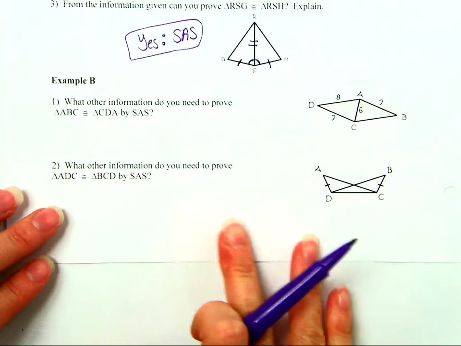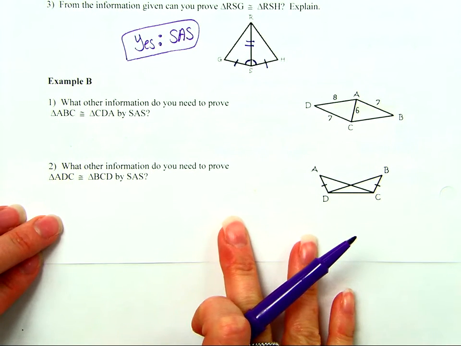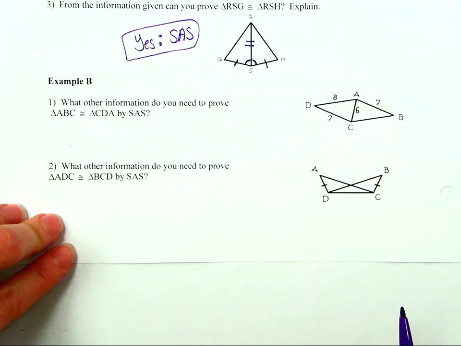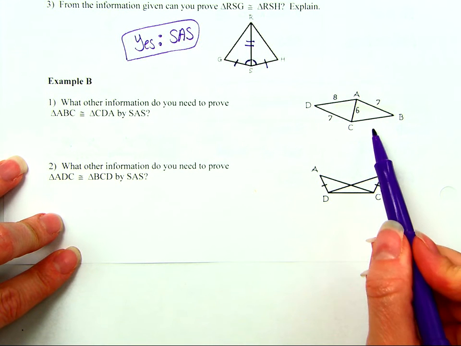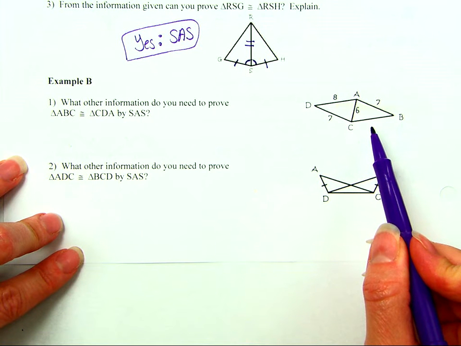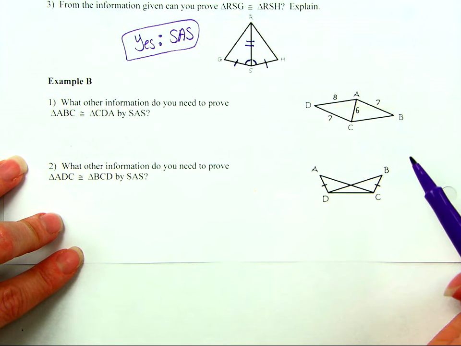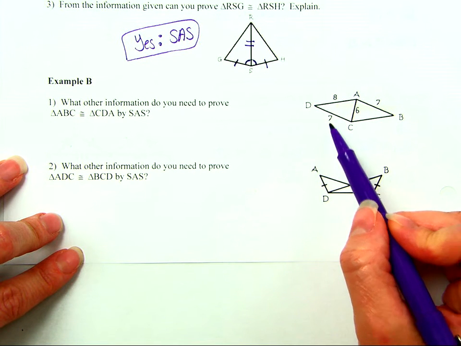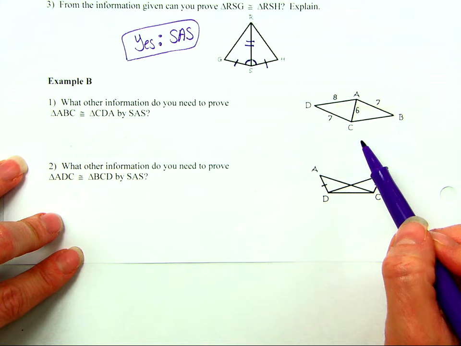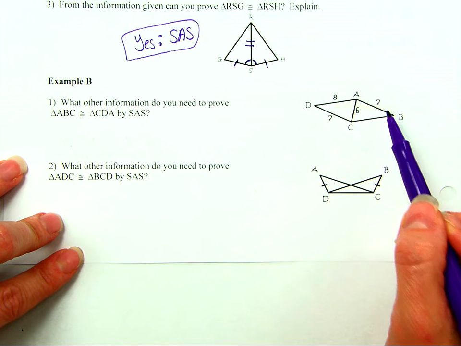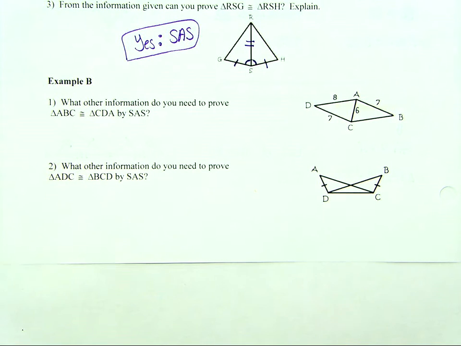In example B, they're asking us to give some missing information. They want to know what other information we would need to prove my triangle ABC congruent to triangle CDA using the SAS shortcut. When I look over here, I do see I have a triangle with side lengths of 6, 7, 8. My other triangle only has side lengths of 6 and 7.